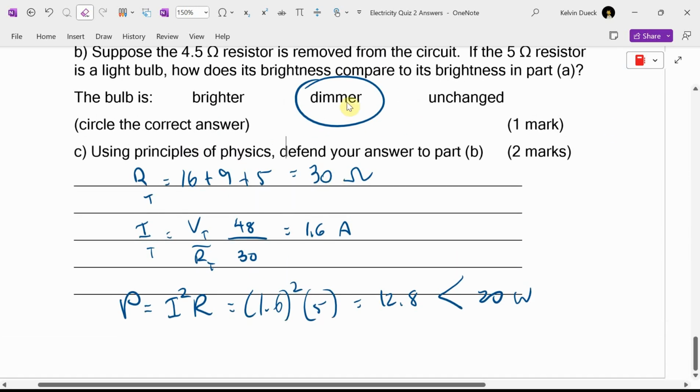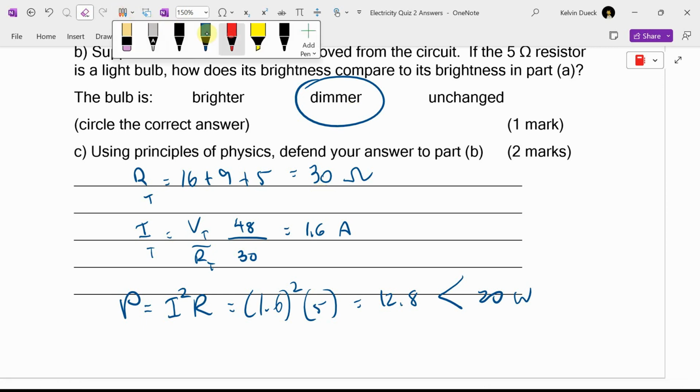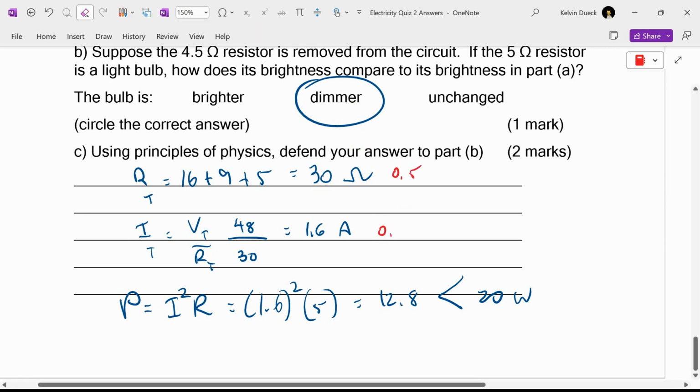So I would give you 1 mark for circling that. I would probably give you half mark for that, half mark for that, half mark for that, and a half mark for your conclusion.